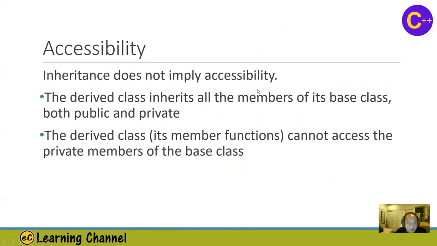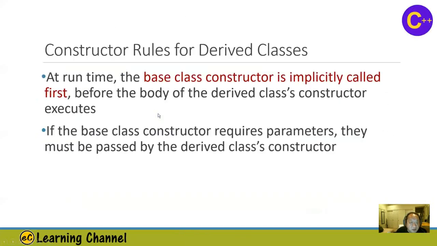Inheritance does not imply accessibility. The derived class inherits all the members of its base class, both public and private. Okay, and the derived class cannot access the private data member. Okay, you get the data field, but you cannot actually access it.